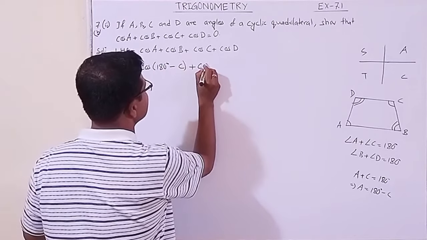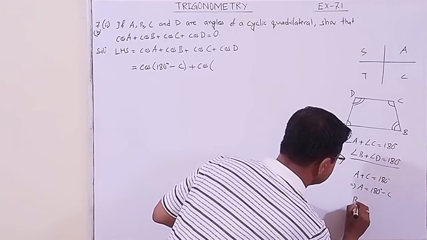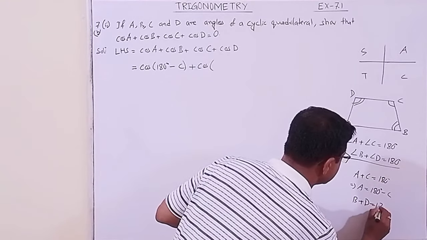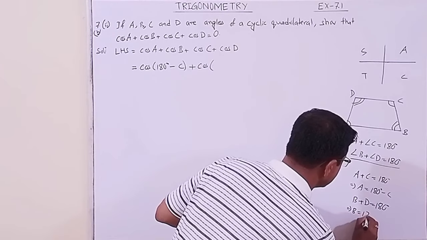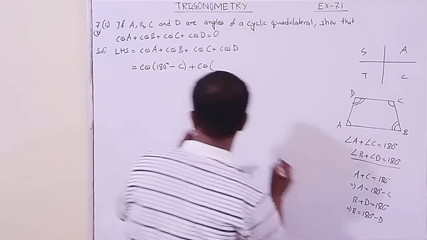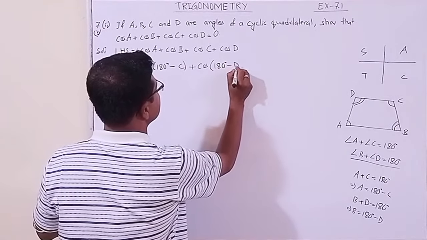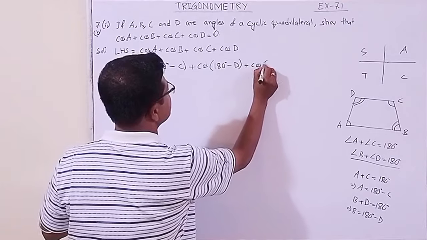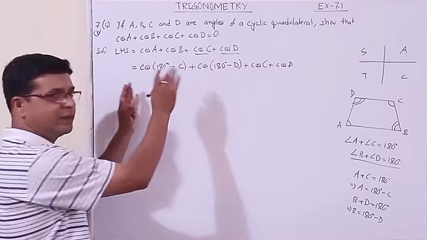Cos of B. What is B? B plus D is 180 degrees. So what is B? B is 180 degrees minus D. This is cos C, cos D. We are not going to change these. We are going to change only the first two.